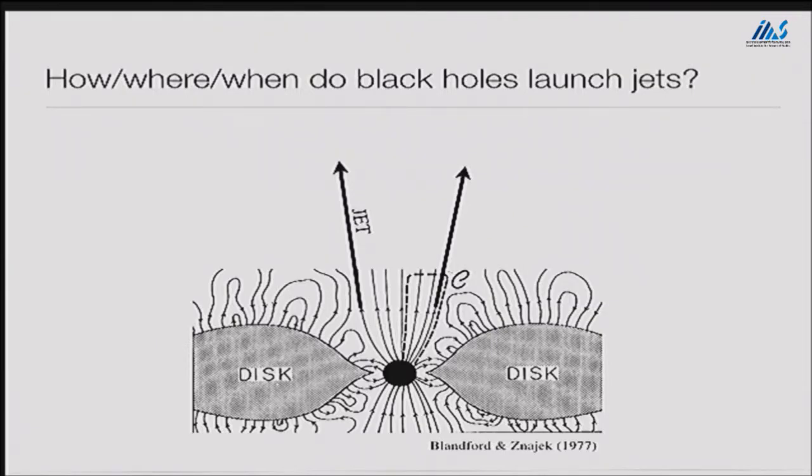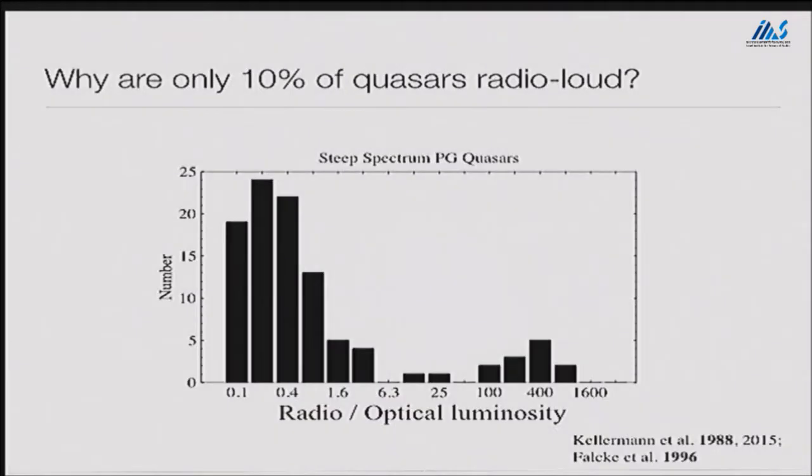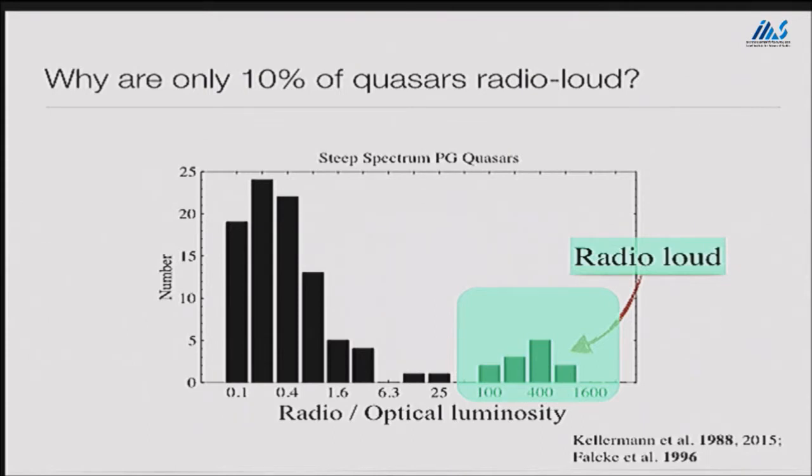And these ingredients, I think, you always need. You need a disk, you need fields. But how, where, when do we launch these jets? A different way to answer this question is, why are only 10% of quasars radio loud? And this is a histogram of the radio versus optical luminosity. And by radio loud, we mean these sources that are sitting here at the far end that have a lot of radio luminosity compared to their optical. So somehow 10% or so of quasars are able to produce these jets while the rest don't.